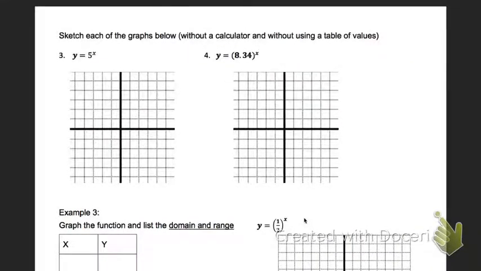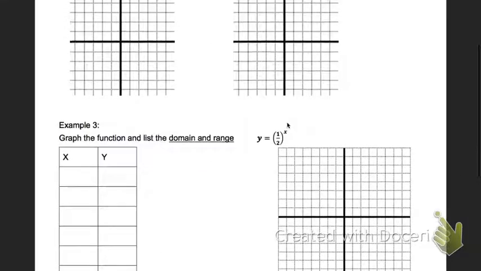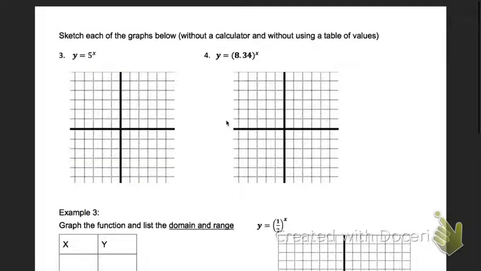Okay, let's sketch each of the graphs below without a calculator or without a table. If we think about a few of the points that we could plot, what is one that we could always start with? 0, 1. What do we know about the asymptote? It's going to be where? It's just y equals 0, so we can do a dashed line. What's another point that we could plot? 1, 5.